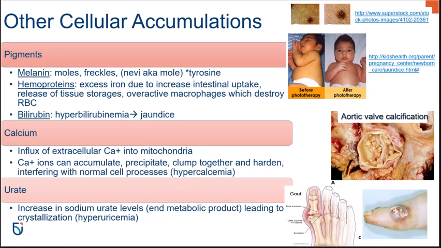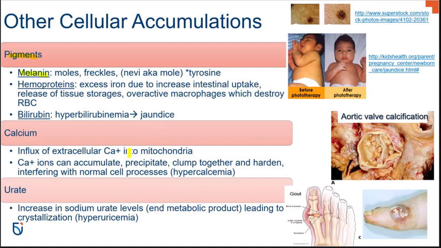Okay, let's speak for a moment about other cellular accumulations. Accumulations of pigment or color can be normal, but they can also be abnormal. Pigments can be exogenous, so they're produced outside of the body, or they can be endogenous, produced inside the body. So looking at an example first of endogenous examples, so produced in the body, this includes melanin, so moles, freckles. Another term for mole is nevi. Melanin will accumulate within epithelial cells called keratinocytes of the skin, and it can also accumulate in the retina.